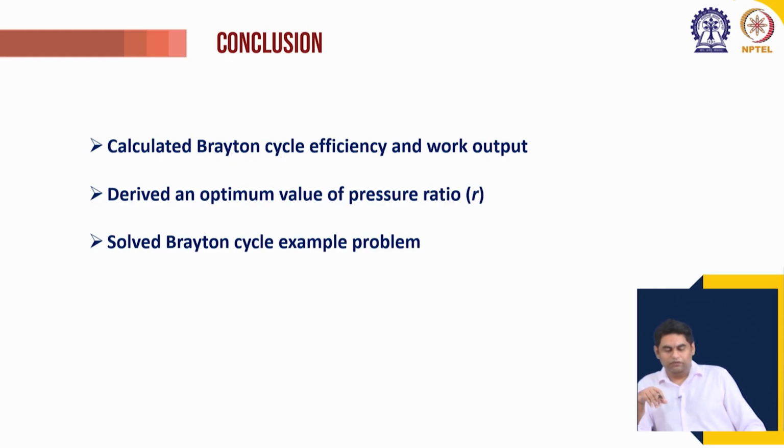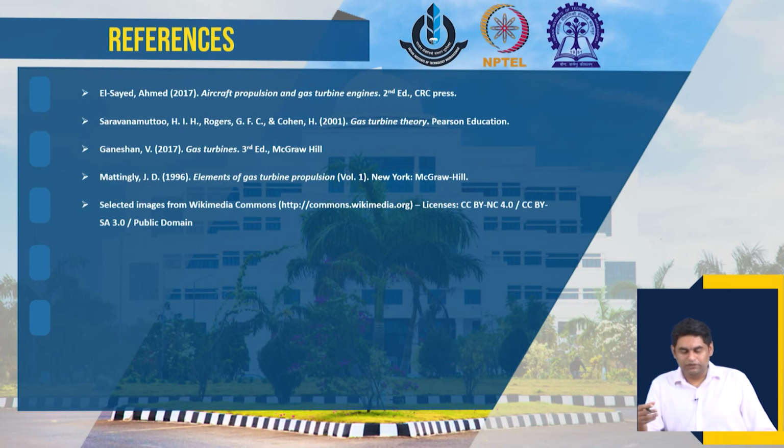So, with this we will quickly summarize what we have done in today's class. We have learned what the Brayton cycle efficiency and work output are, what the expressions for these are, derived an optimum value of the pressure ratio, and then finally, we solved a numerical problem for the Brayton cycle and tried to understand the calculation procedure as well as the numerical values involved in this type of calculation.